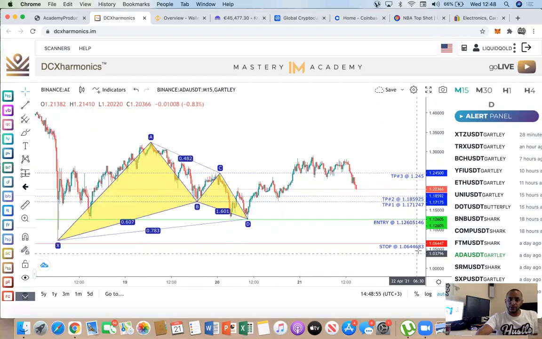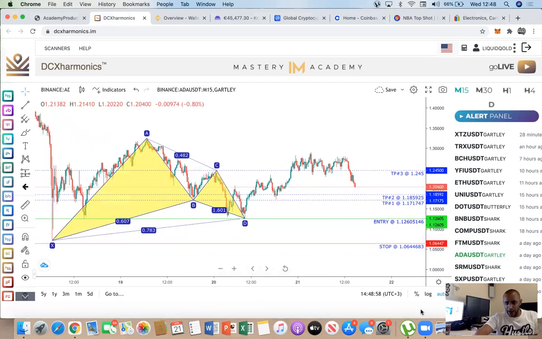Now, as you can see, this software shows you where your entry price is. This green line here is called your entry. Beside the green line we have a price, 1.2605. Between 1.2605 and the stop loss, which is the lowest amount it should go to before you exit the trade, which is 1.06447, around this region between these two lines, the green and the red, is your entry price for a buy.